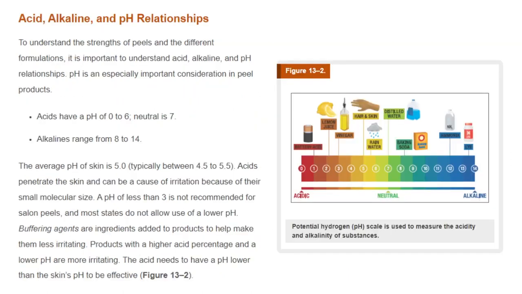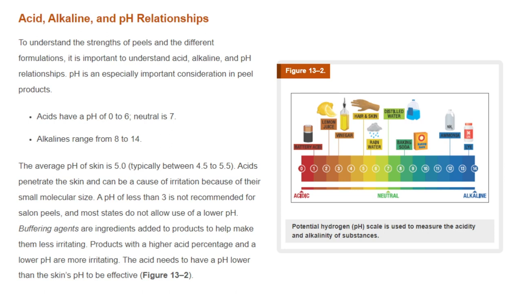Acid, alkaline, and pH relationships. To understand the strengths of peels and the different formulations, it is important to understand acid, alkaline, and pH relationships. pH is an especially important consideration in peel products. Acids have a pH of 0 to 6, neutral is 7. Alkalines range from 8 to 14. The average pH of skin is 5.0, typically between 4.5 to 5.5.